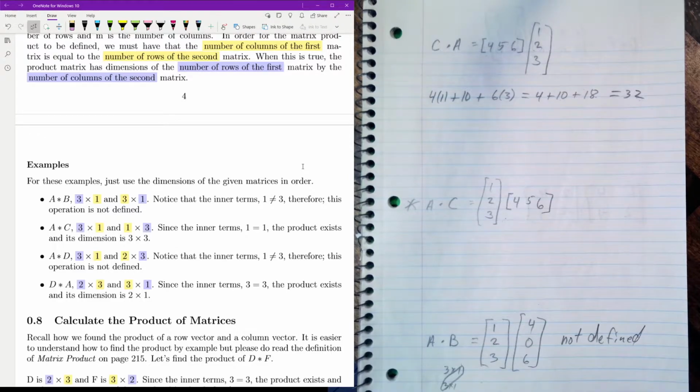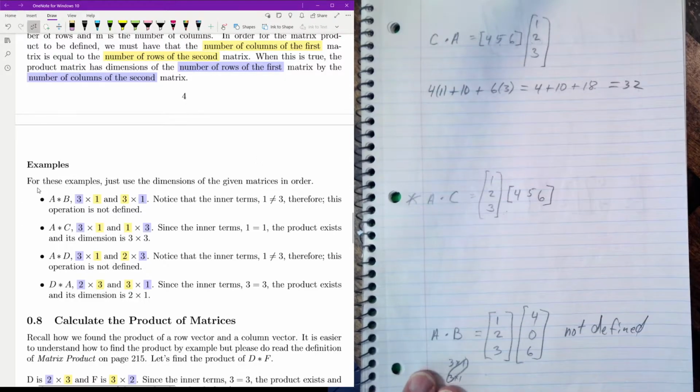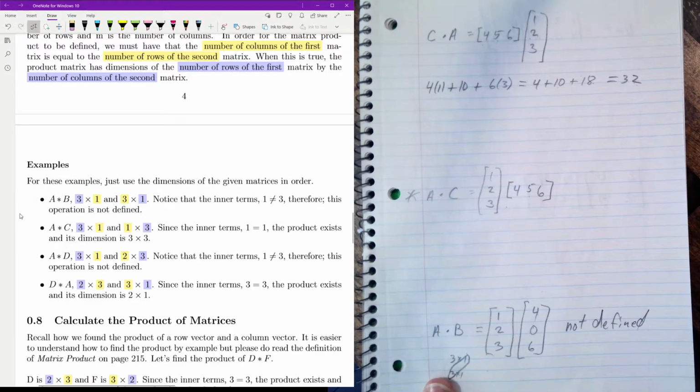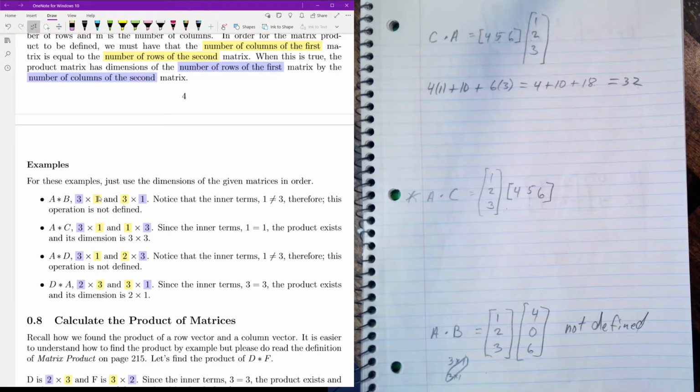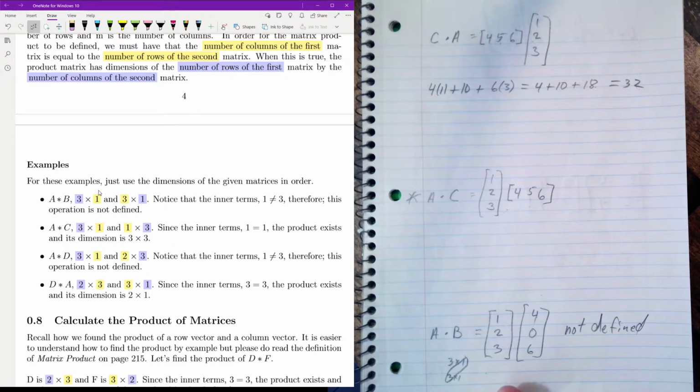So from the examples, we'll look at A times B, which is the example that we did initially, I believe. This is the example that I indicated was not defined. So A times B: for the inner dimensions, you basically just write out the dimensions. A is a 3 by 1 matrix, and B is a 3 by 1 matrix. Then we look at the two inner numbers, the 1 and the 3. We notice that they're not equal. Because they're not equal, this operation is not defined.